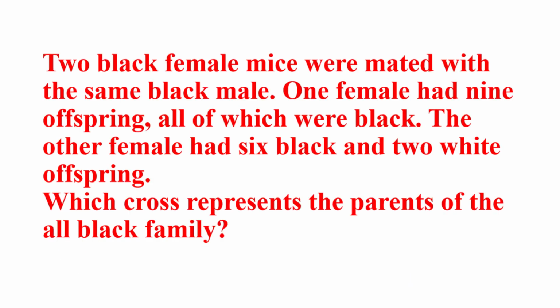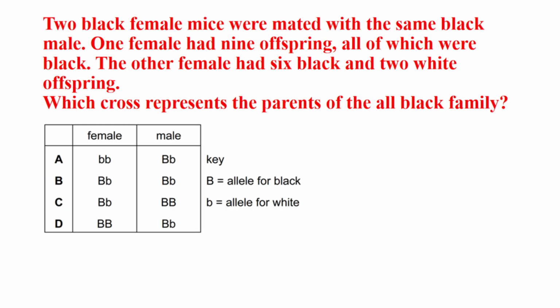In the next question we're diving into an intriguing genetics question involving mice coat colors. Here's the scenario. Two black female mice were mated with the same black male. One female had 9 offspring, all of which were black, while the other had 6 black and 2 white offspring. The question is, which cross represents the parents of the all-black family? Let's explore the options. Here are the options. A, BB x bb, B, Bb x bb, C, BB x Bb, D, BB x BB.